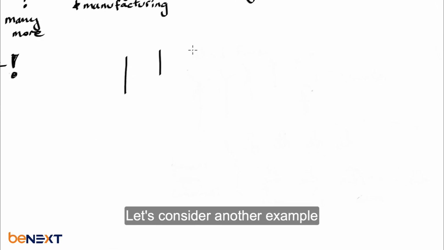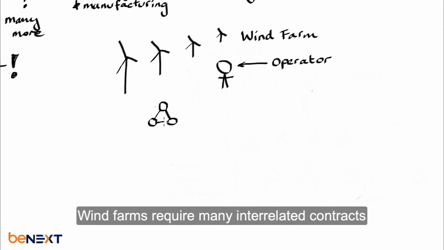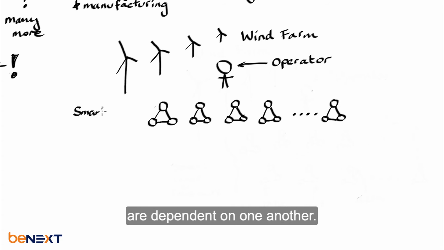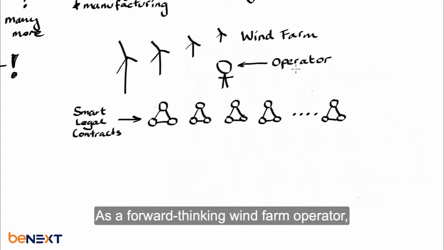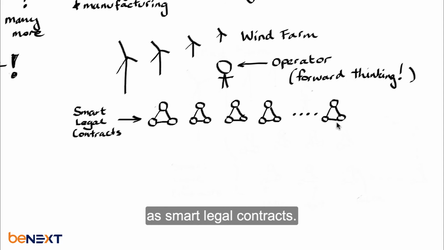Let's consider another example where smart legal contracts can add substantial value. Let's assume you are a wind farm operator. Wind farms require many interrelated contracts to be negotiated and signed, and many of these contracts are dependent on one another. As a forward-thinking wind farm operator, you have wisely executed all your agreements as smart legal contracts.